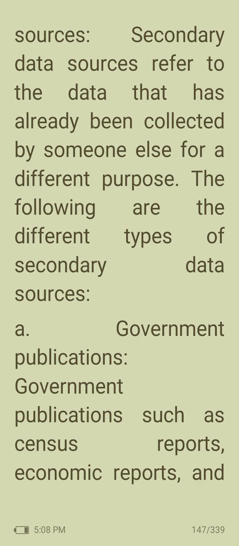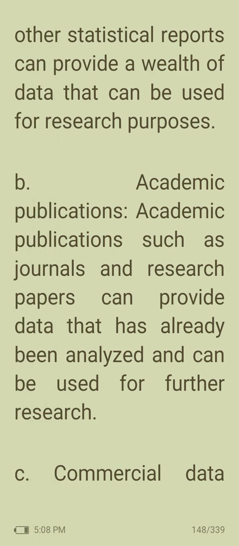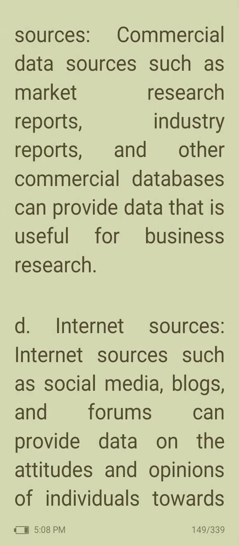The following are the different types of secondary data sources, like government publications. Government publications such as census reports, economic reports, and other statistical reports can provide a wealth of data that can be used for research purposes. Academic publications. Academic publications such as journals and research papers can provide data that has already been analyzed and can be used for further research.